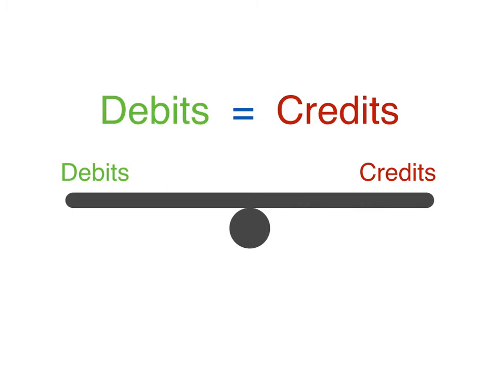Every entry has two sides, the debit entry and the credit entry, and it must increase or decrease by the same amount. For the transaction to be balanced in the books, the total credits must equal the total debits.